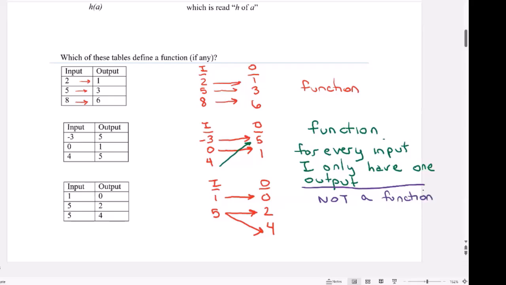Because notice for input 5, I have 2 different outputs. Well, which one's correct? I don't know, right? So imagine, let's see, imagine these are cell phones, okay?